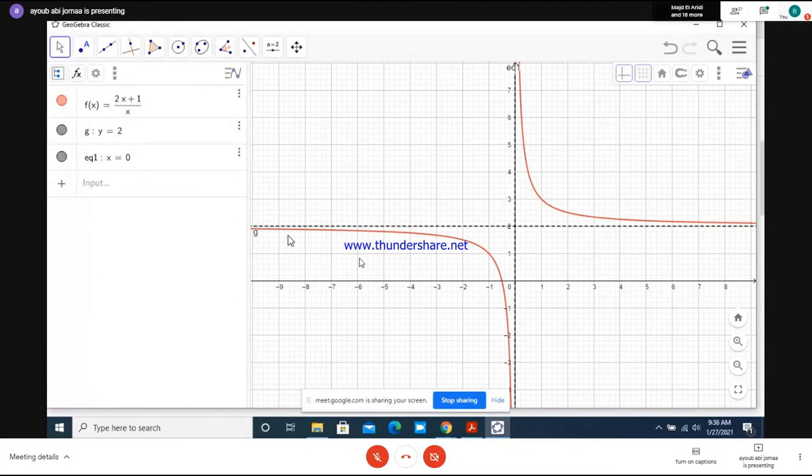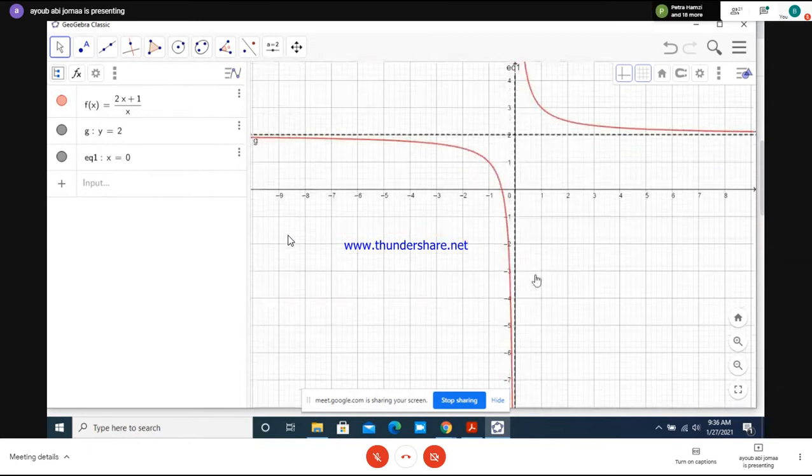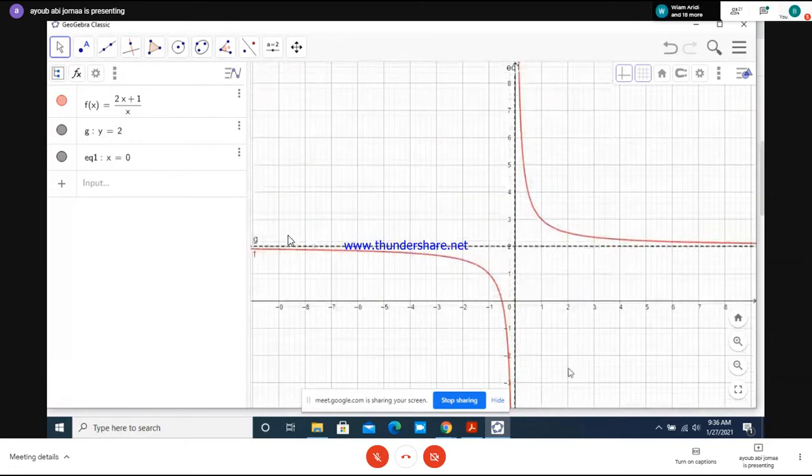Okay. Now, for the vertical asymptote, we said x equals 0 is a vertical asymptote. Here is the vertical asymptote, x equals 0. And as you can see, the graph is very close to the line. We found the limit as x approaches 0 minus is negative infinity. From the left side of 0, the graph is going down to negative infinity. And we found that the limit as x approaches 0 plus was positive infinity. So from the right side of 0, the graph starts from positive infinity.